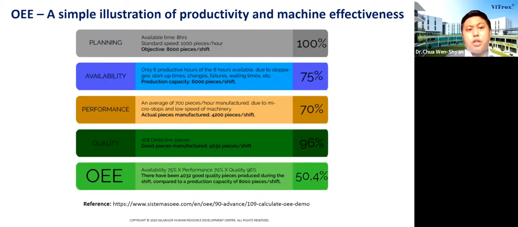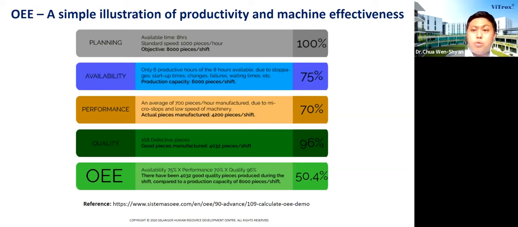So a clear illustration of how we can look at productivity or machine effectiveness is by looking at a metric called OEE, overall equipment effectiveness. A simple example would be you have 8 hours of available time to produce a certain part, correct? And you have an ideal speed, which is 1,000 pieces an hour, and in total you have an objective of 8,000 pieces per shift. So let's say your productive hours is only 6 hours, therefore you are only productive 75% of the time, which is your availability.